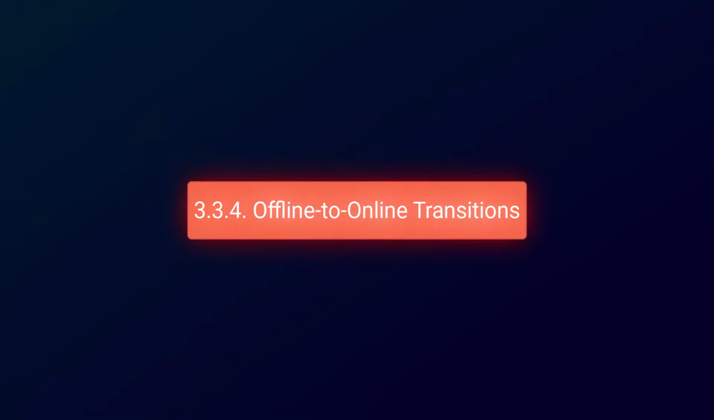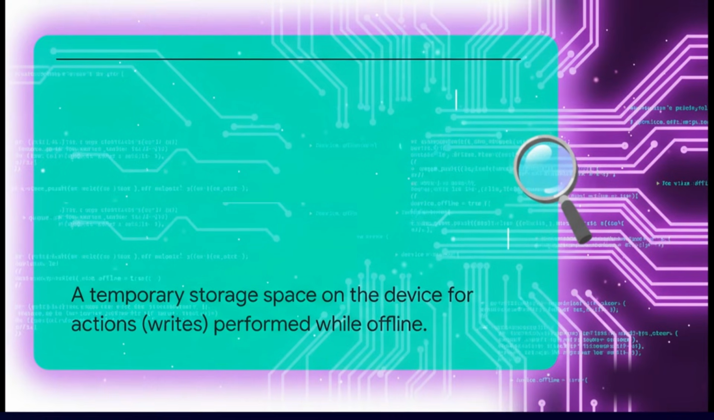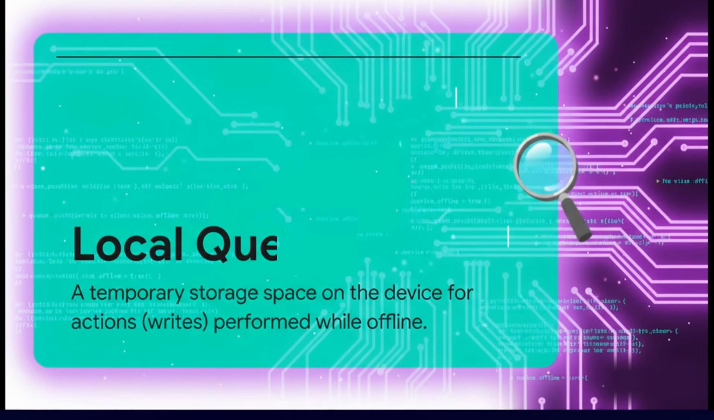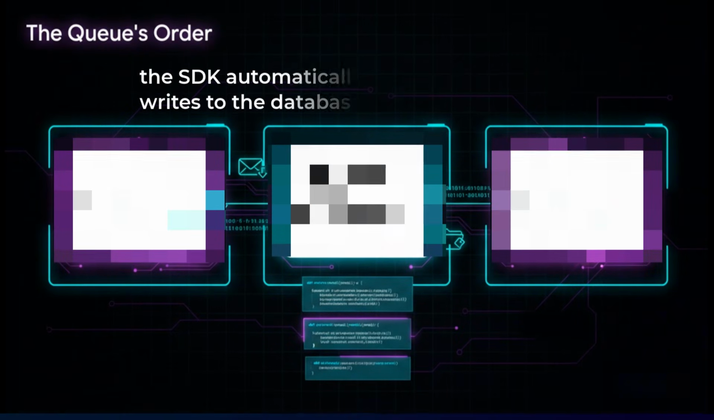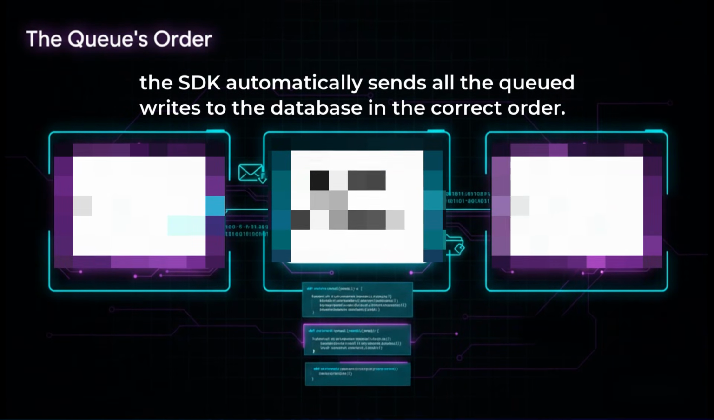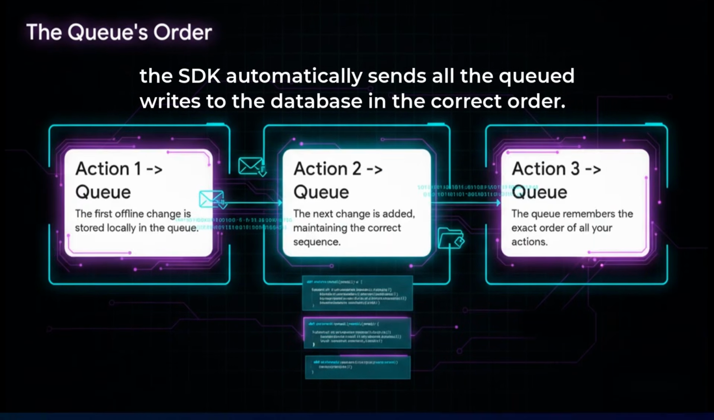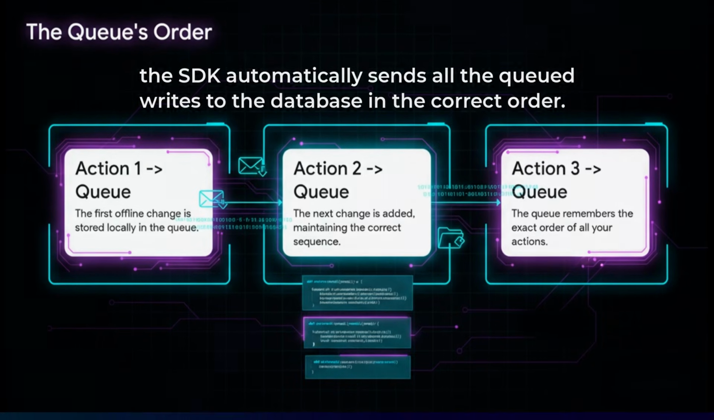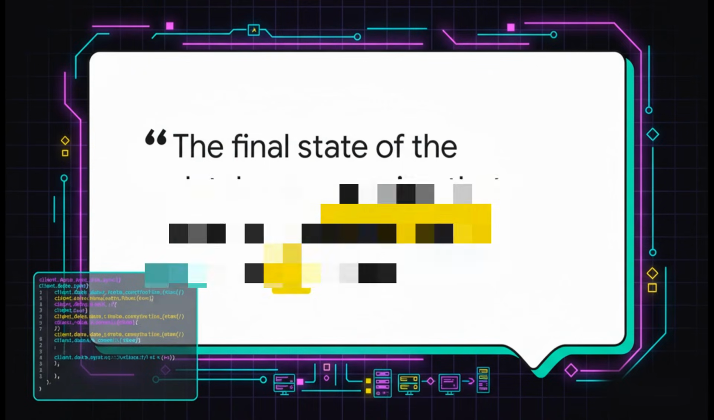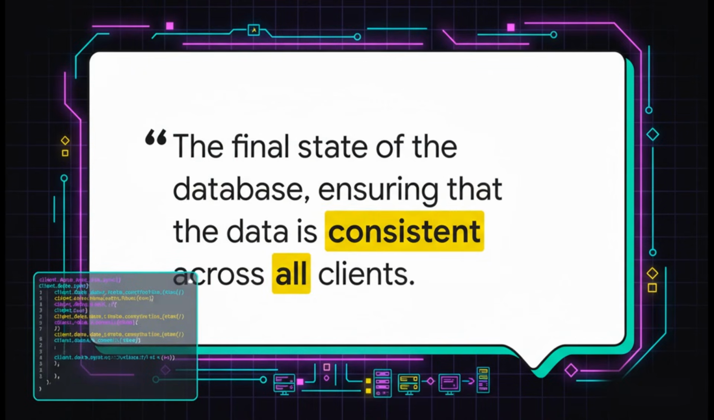Offline to online transitions. When a device is offline, any writes you perform are stored locally in a queue. When the network connection is restored, the SDK automatically sends all the queued writes to the database in the correct order, that is, chronologically. The app's real-time listener will then update with the final state of the database, ensuring that the data is consistent across all clients.